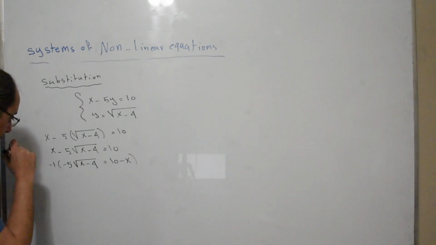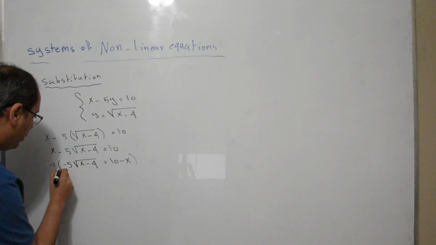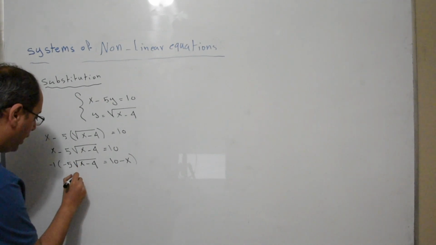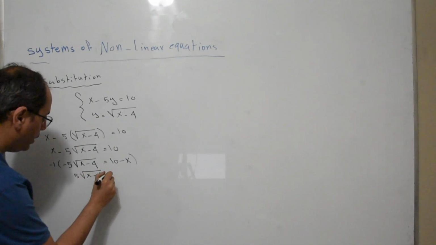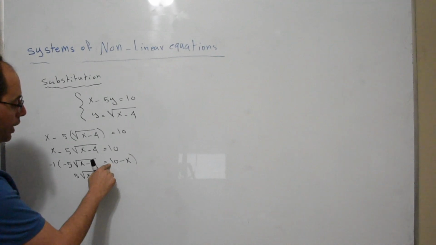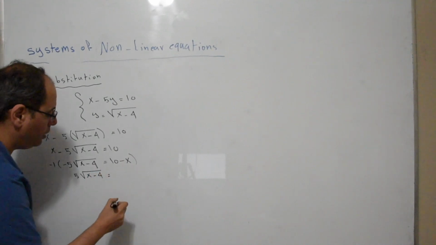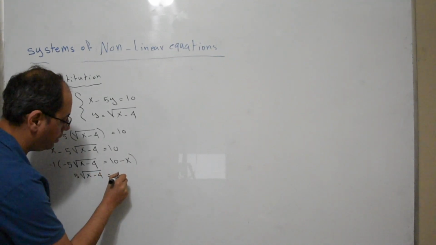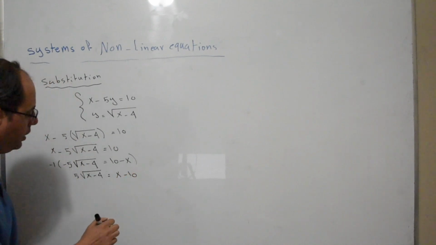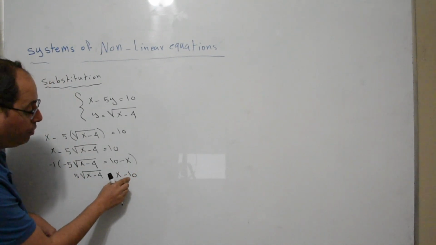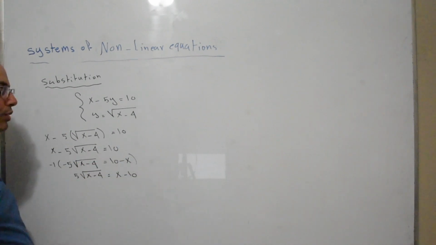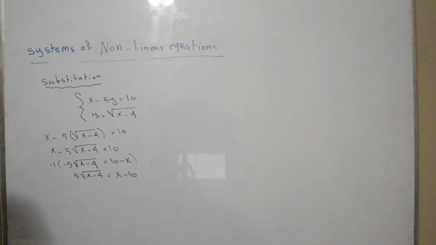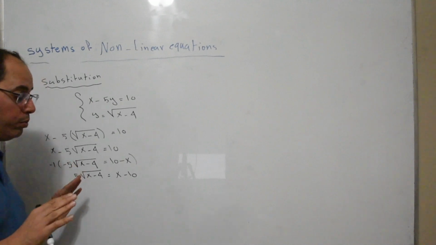I'm going to multiply by negative 1. So when I multiply by negative 1, I get on the left side 5 square root of x minus 4. Here I get negative 10 plus x, so x minus 10. You see what I did? So the 10 becomes negative, and x becomes positive, but I put it in order, like x comes first. Alright, now it's time to square both sides.